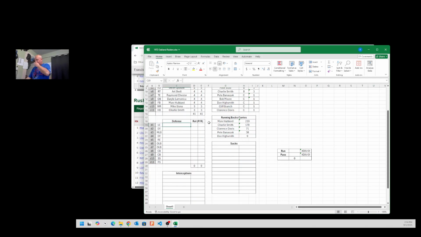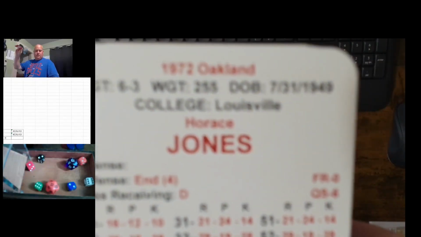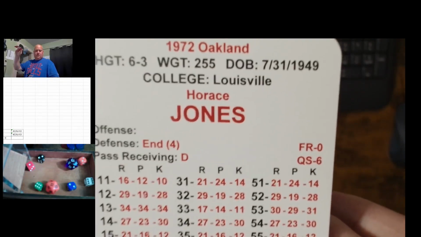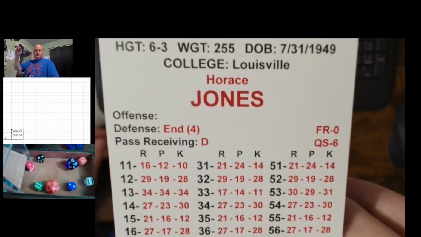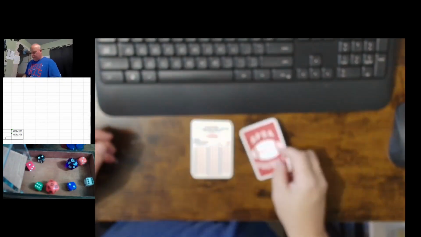So we'll start with typing the player in. So this is Horace Jones. And he is a 4. But he's also a QS6. So I'll type him down here in the sack section. Horace Jones. And he's a QS6. And you can see that. Oh, man, I keep forgetting that I'm not showing that screen. There it is. So you can see that here. Horace Jones, he's a 4. And he's a QS6. No W, no interceptions. So just quarterback sack. So we'll go with that.